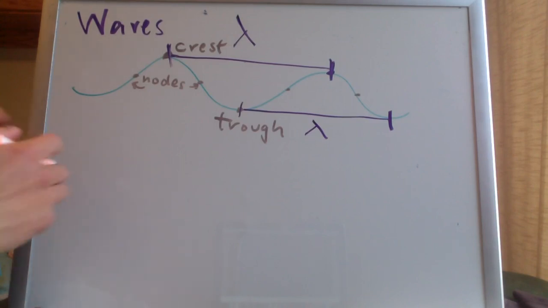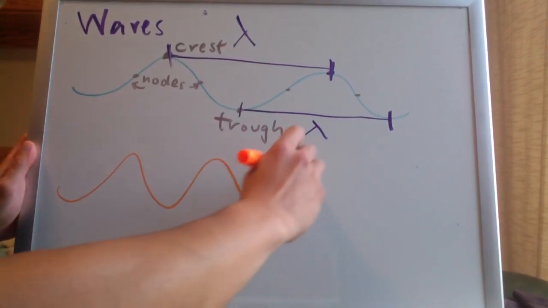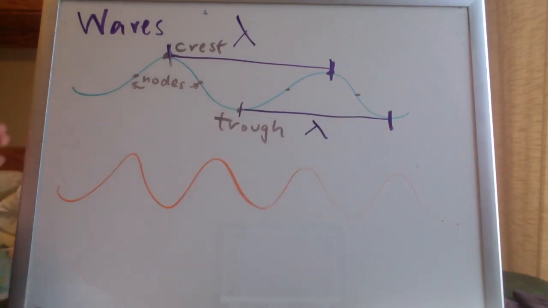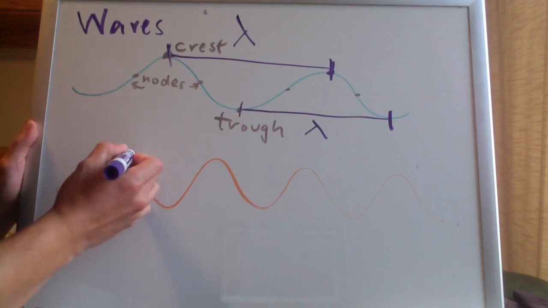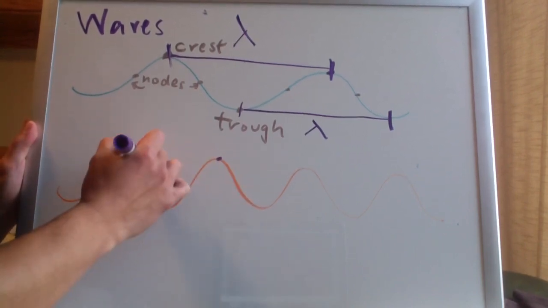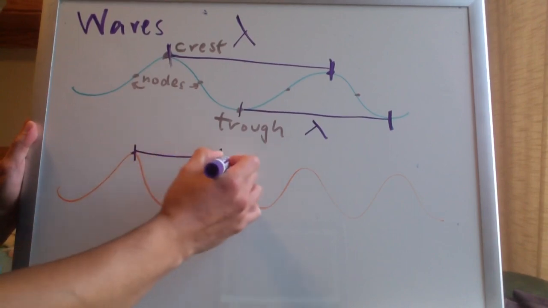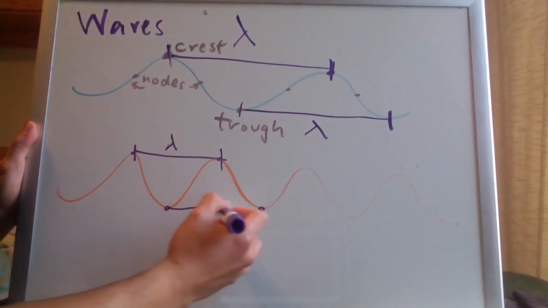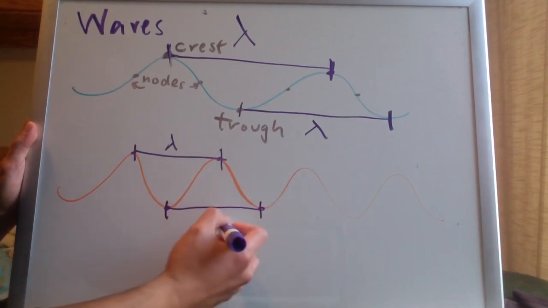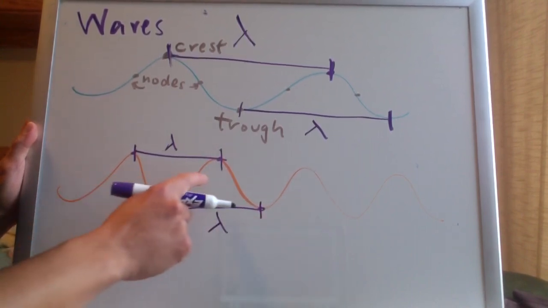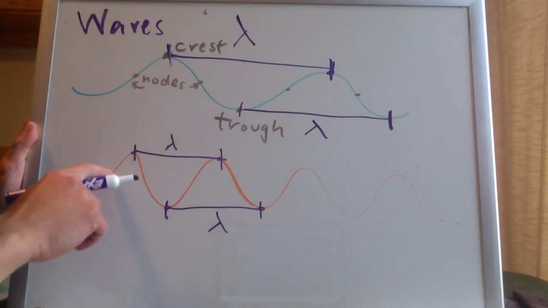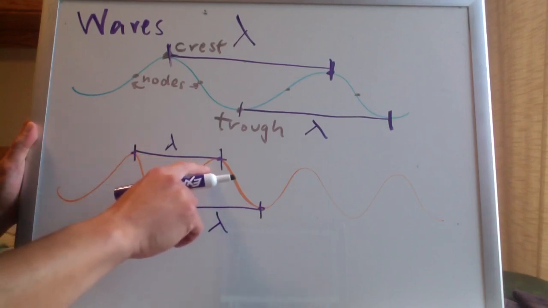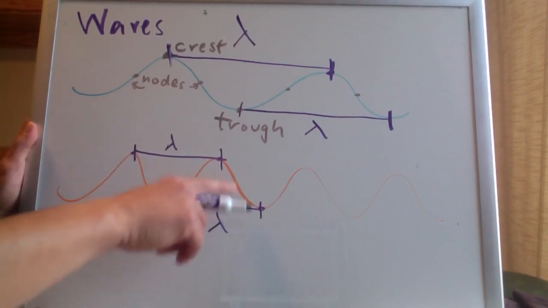Now let's take a look at a different wave, a different drawing. The wavelength on the bottom wave would be represented by going from crest to crest, or from trough to trough, or node to the same node on the next wave, or any point on the wave and the same point on the next wave. So those would be the lambdas.